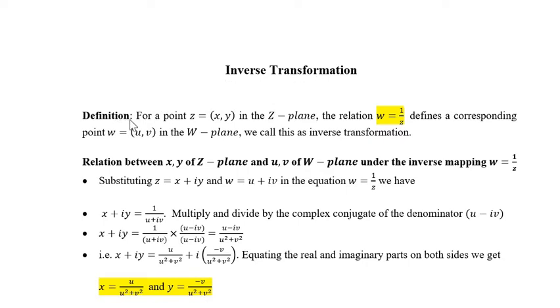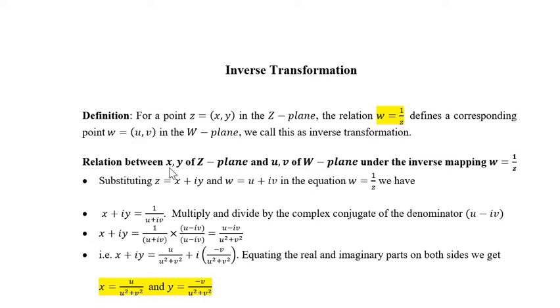Let us study inverse transformation. The definition is, for a point z equal to xy in the z plane, the relation w equal to 1 upon z defines a corresponding point w equal to uv in the w plane. We call this the inverse transformation.